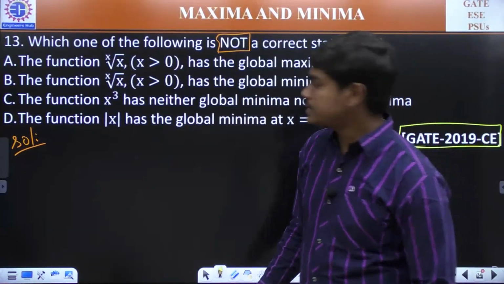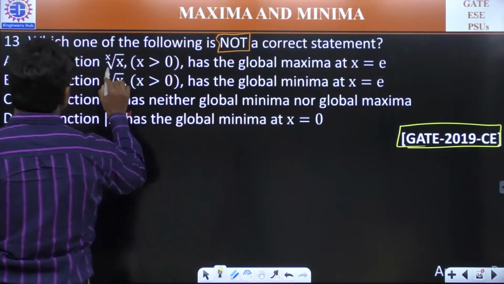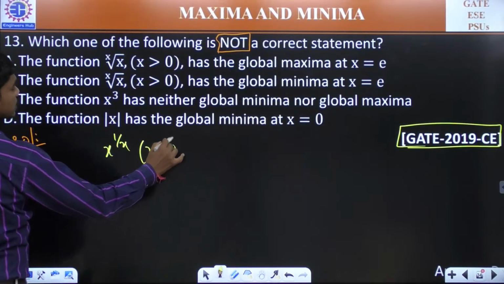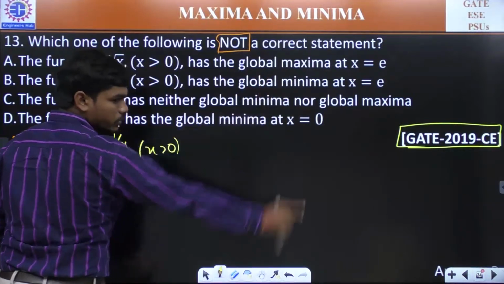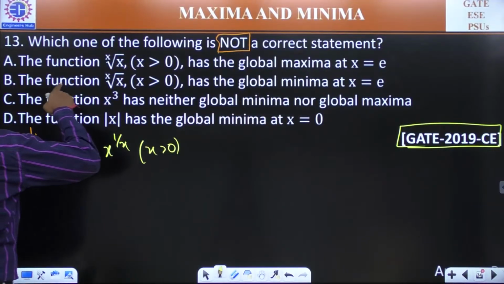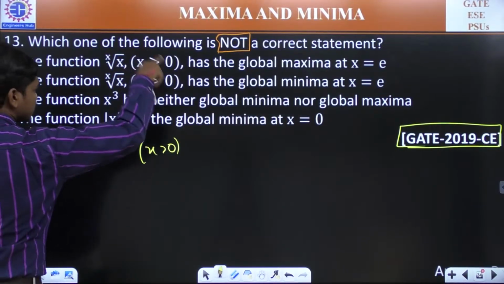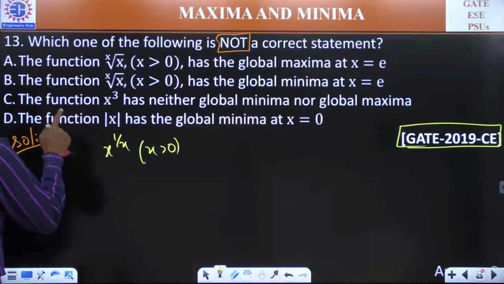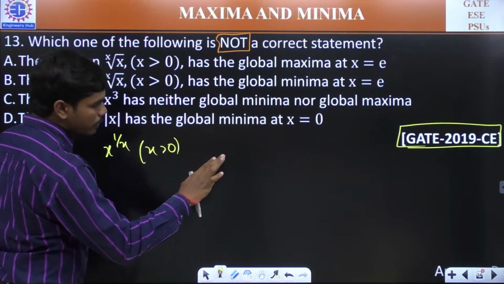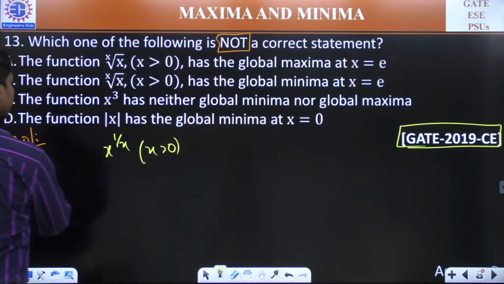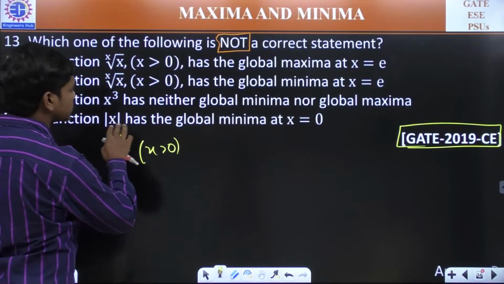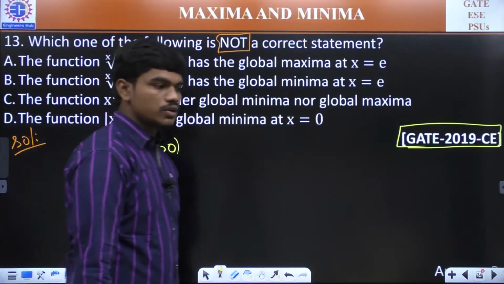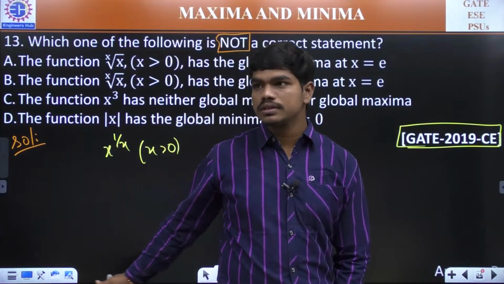Please read the options. The function x root of x, meaning x power 1 by x, where x is greater than 0, has global maxima at x is equal to e. Second option is the function x power 1 by x, of course when x is greater than 0, has global minima at x is equal to e. Third option is the function x cubed has neither global minima nor global maxima. Option D, the function mod x has the global minima at x is equal to 0. So these are the 4 options. Please try to tell the answer for this question.